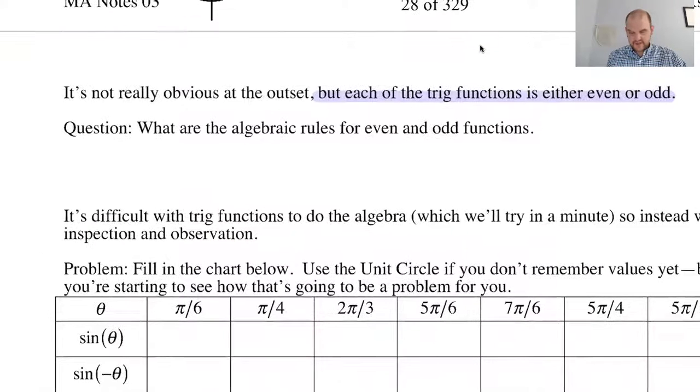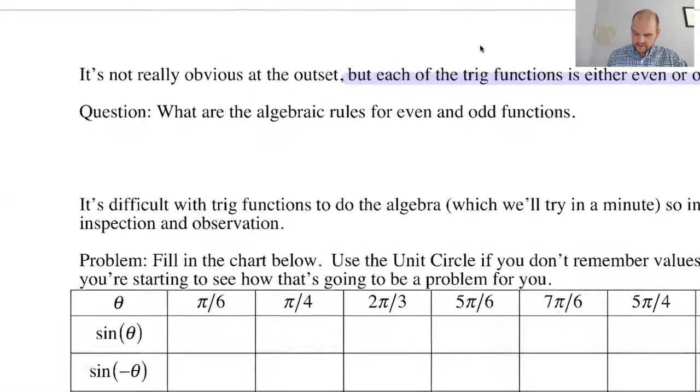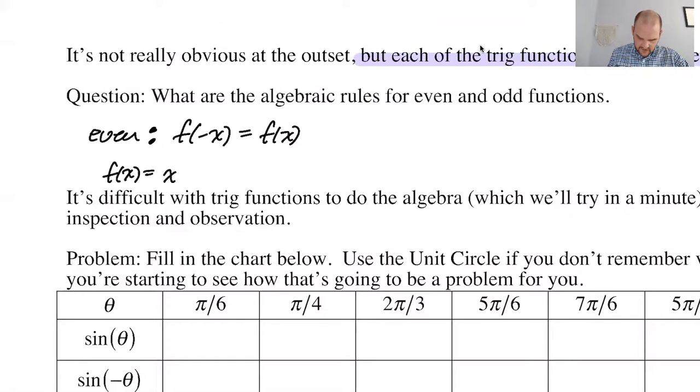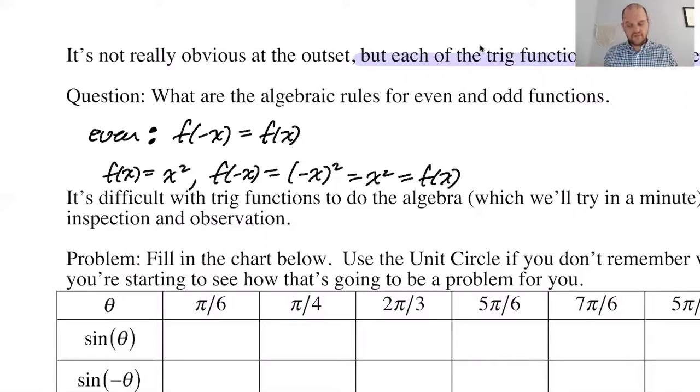And what we're going to do is just pick points and see how it goes. What I want you to remember is the rules. So the first rule, I like to start all of them with f of negative x. So even function: f of negative x is equal to just f of x. If f of x equals x squared, f of negative x is the quantity negative x squared, which is x squared, which is f of x, therefore even. So that's the rule for even functions.